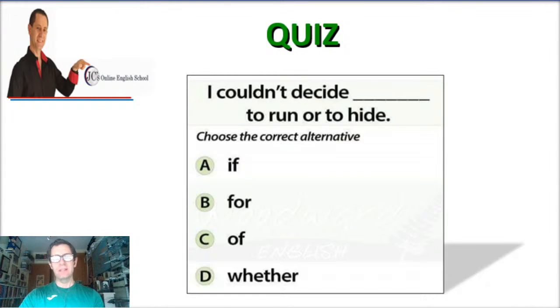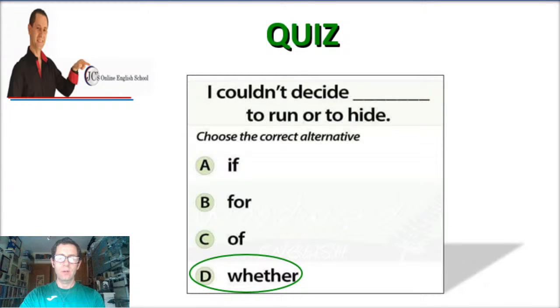Because I disagree, gentlemen, I'm sorry. But the correct answer is I couldn't decide whether to run or to hide. When you have an expression, it's whether this or that, whether or, whether or. So I couldn't decide whether to run or to hide. Whether in this case, because you have or.